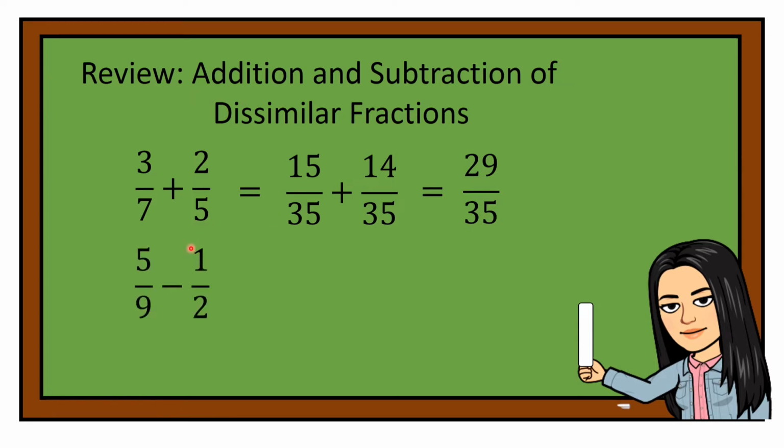Another, 5 over 9 minus 1 over 2. So the LCD is equal to 18. So 18 divided by 9 is 2, and 2 times 5 is equal to 10. Next, 18 divided by 2 is 9. 9 times 1 is equal to 9. So subtract the numerators. 10 minus 9 is equal to 1. Copy the denominator, which is 18.